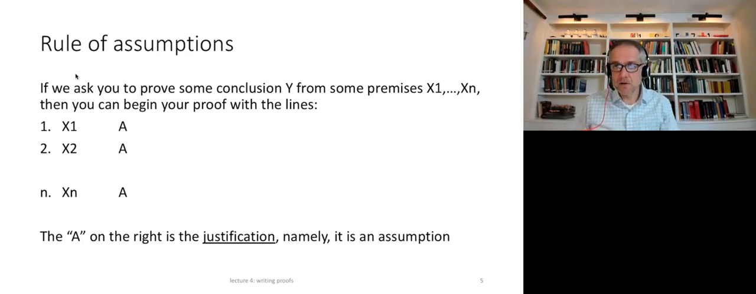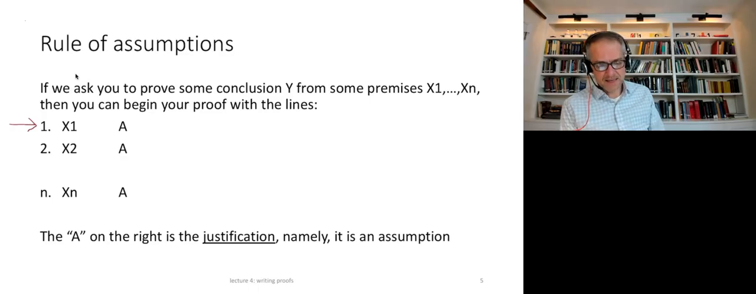Okay, so here's a typical line of a proof. If you look at line 1, this is a line right here of a proof. Okay, so the line is numbered. Every line of your proof will have a number. Here's the sentence that occurs on the line, x1.